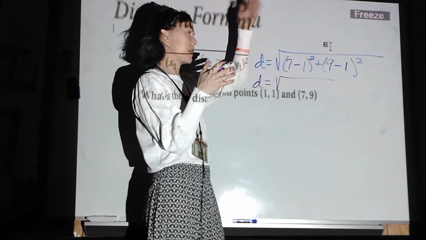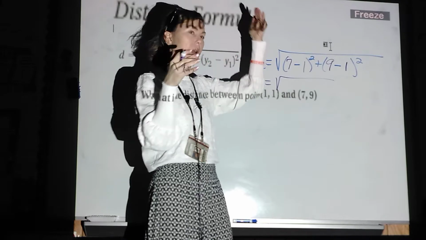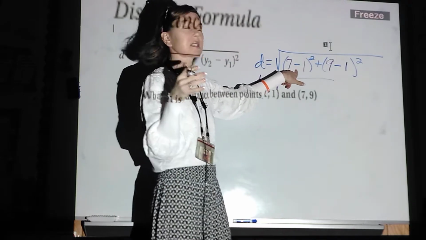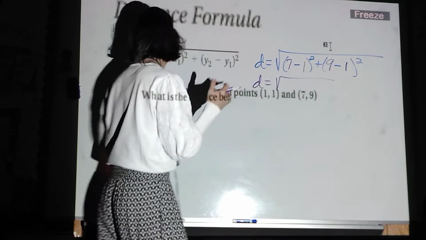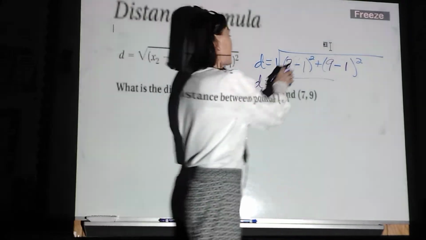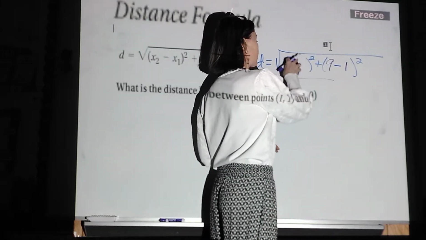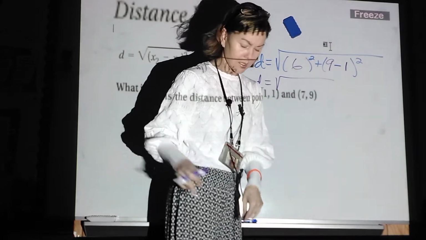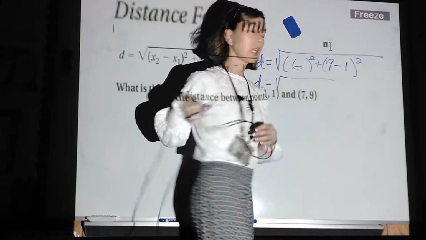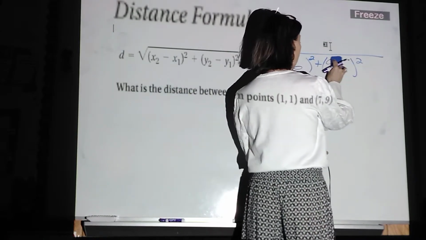Please excuse. Please means what? Do what's inside of parentheses first. So what's inside of these parentheses? 7 minus 1, right? So 7 minus 1 is 6. And then do it again because we have another parenthesis, which is 9 minus 1, which is going to be 8.